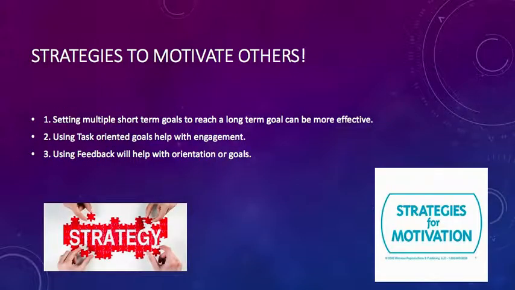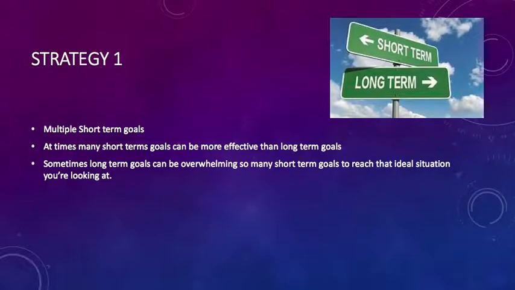The three strategies that I have to motivate others are that setting multiple short-term goals can help reach a long-term goal more effectively, using task-oriented goals helps with engagement, and using feedback will help with orientation of goals. The first strategy is that multiple short-term goals can help better than a long-term goal. Sometimes long-term goals are very overwhelming, like I said earlier, and at times having multiple short-term goals to reach that long-term goal can be more effective.